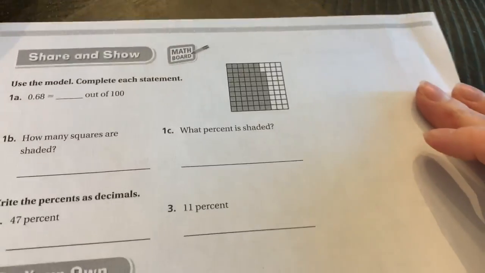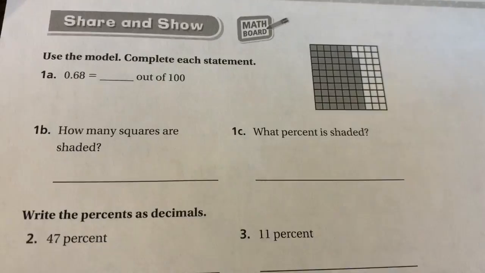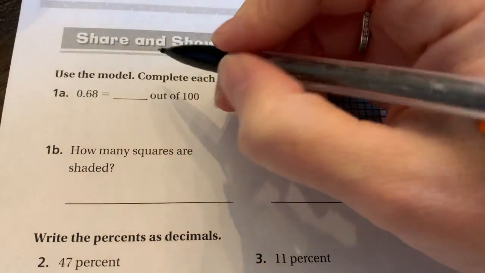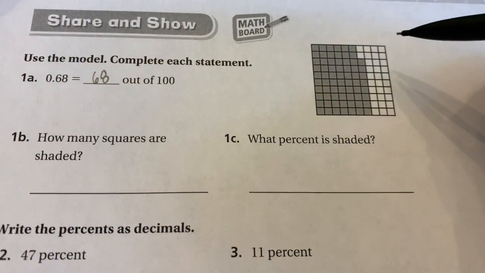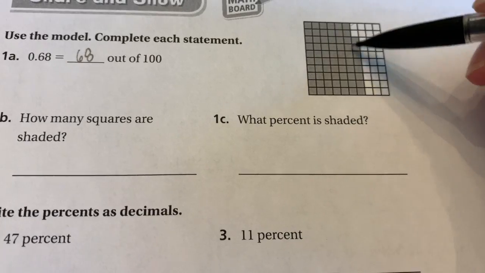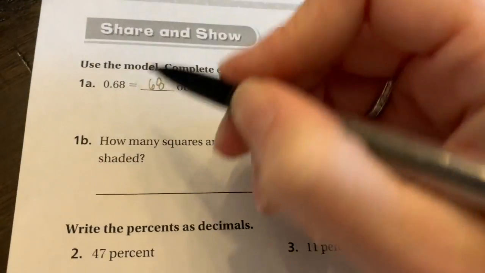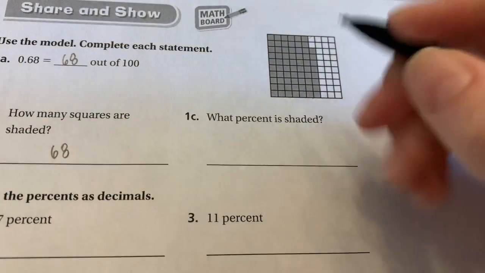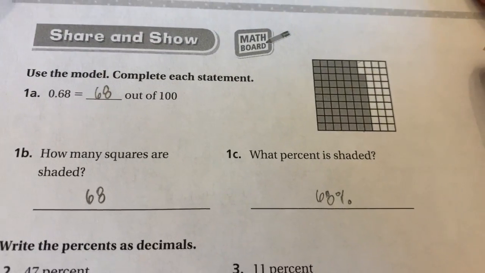All right, so let's do our share and show together. We're going to use this model and complete each statement. So 68/100ths, that means 68 out of 100, right? So we can see how many squares are shaded. So we have 6 columns of 10, so that's 60, and then 8. So we have 68 squares that are shaded. So that means it's 68%. I mean, could this get any easier, guys?